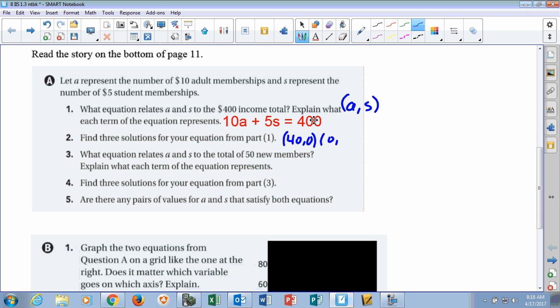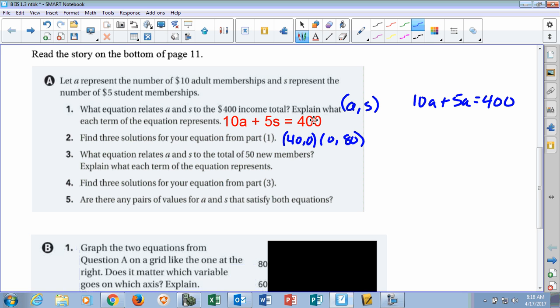Not 120, 80. So that's a possible point. What you could have done too is look at this as a standard form and make it into slope-intercept form. I could plug it into a calculator, and it could give me all kinds of points, right? Did anyone think of that way?